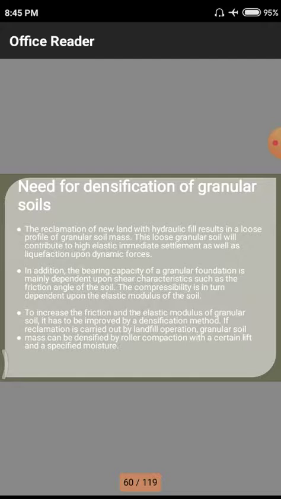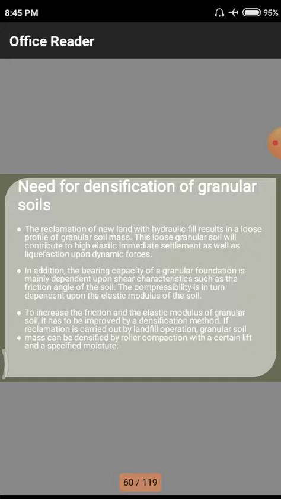And sometimes we have to use landfill. That means land with very good properties is dredged from one place and carried to another place by tractors and other vehicles, and filled on the particular soil where we need good quality construction, particularly in granular soils.